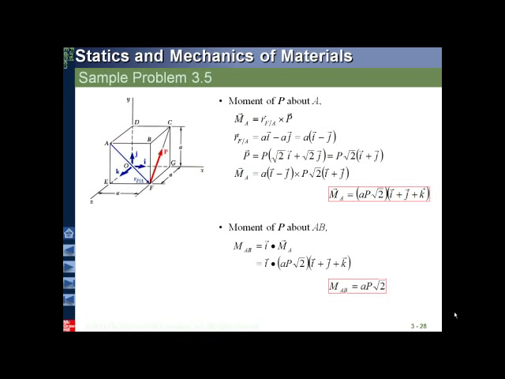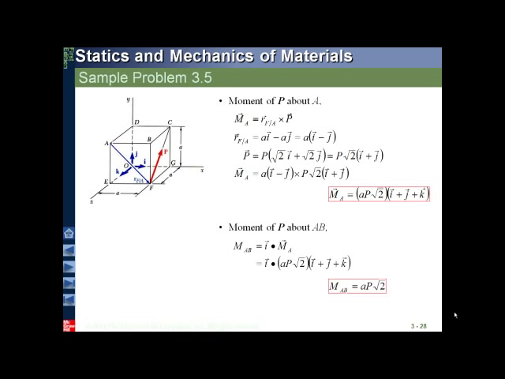Again, the moment at A should be AP divided by the square root of 2 times i plus j plus k. So in this case, the dot product of i times i is 1. The dot product of i times j is 0. The dot product of i times k is 0. So the moment about line or axis AB should say AP divided by square root of 2.